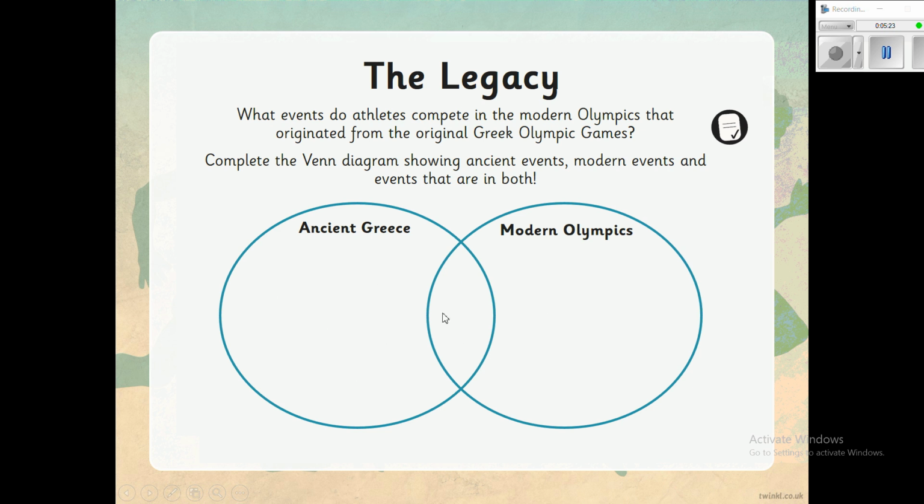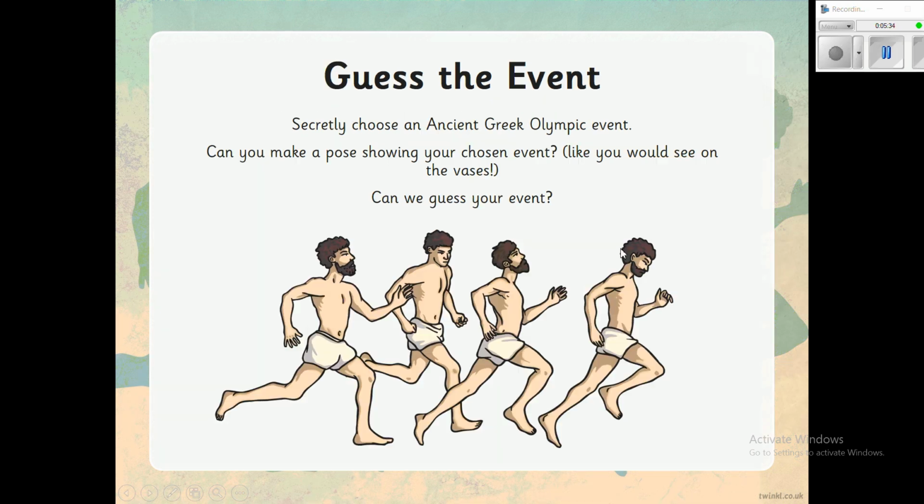Okay, there'll be loads on there that you can add into the ancient Greece section, or perhaps into the middle section. Okay, so that's what I want you to do. That's your main task today. And once you've done that, Year 5, there is a little challenge that you can do as well.